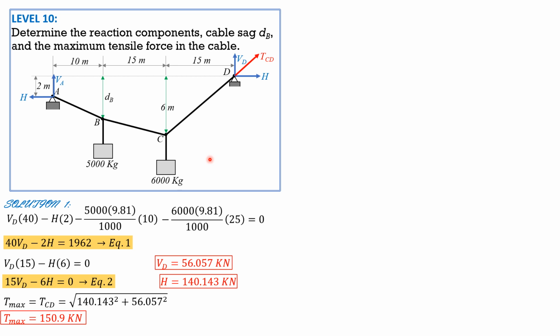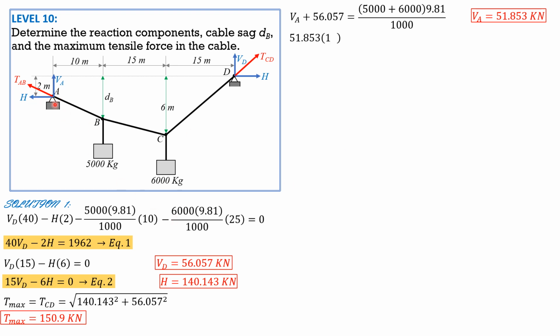Then for V sub A, summation forces Y, V sub A plus 56.057 V sub D equals 5,000 plus 6,000, so 11,000 kilograms times 9.81 divided by 1,000. So 5,000 plus 6,000 times 9.81 over 1,000. V sub A is equal to 51.853 kilonewtons. So reaction components at A would be 51.853 kilonewtons at A and H 140.143 kilonewtons.